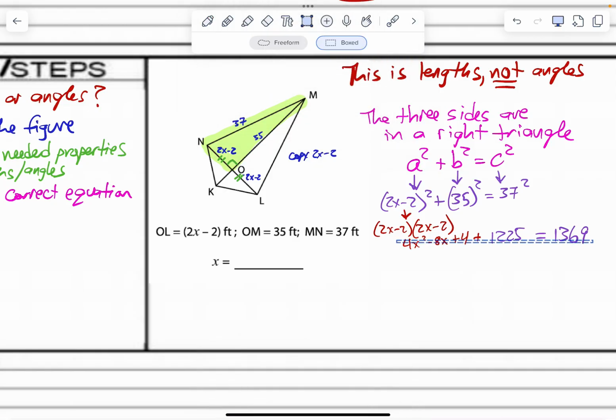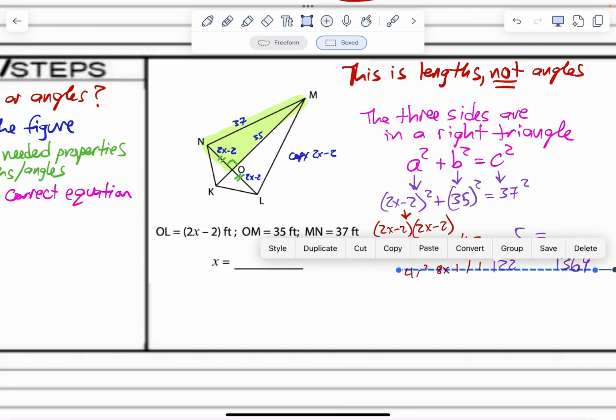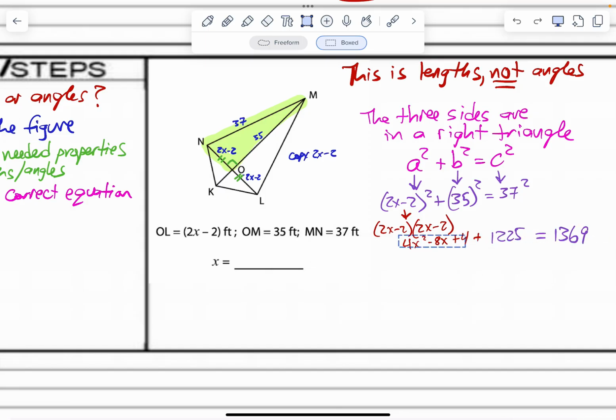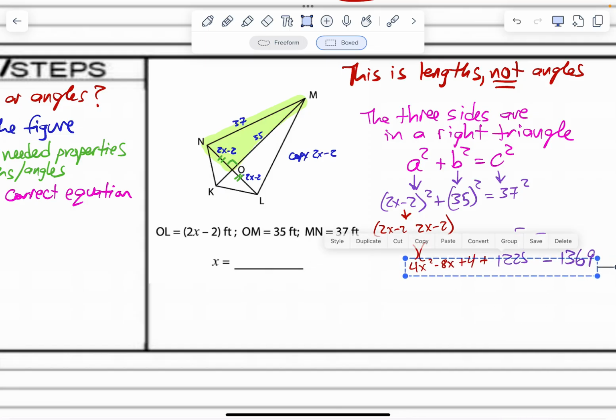I will scoot this down. Oh, it didn't work. One more try. Scoot that down. Okay.